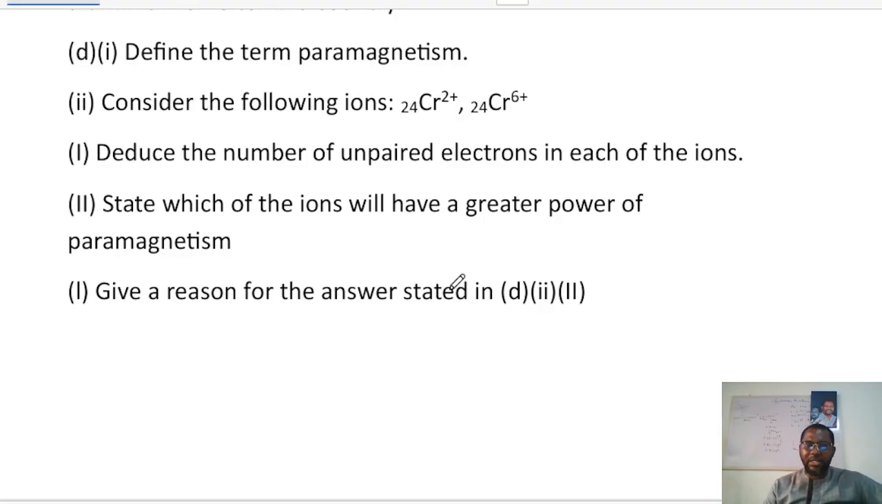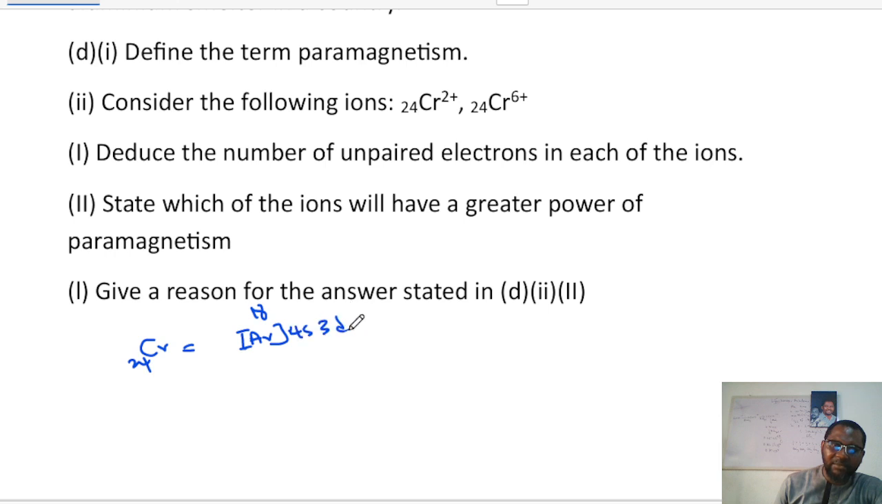We cannot tell the number of unpaired electrons except we have written out the electronic configuration. For example, the first one here, chromium 24, is 1s2... you can write argon, which is 18. Then the next one should be 4s and 3d. So 24 minus 18 is 6. I'm going to share 6 electrons here, meaning that 5 is going to come to 3d and 1 to 4s, because half-filled is stable, so you half fill before you fill this. That's how it's done.